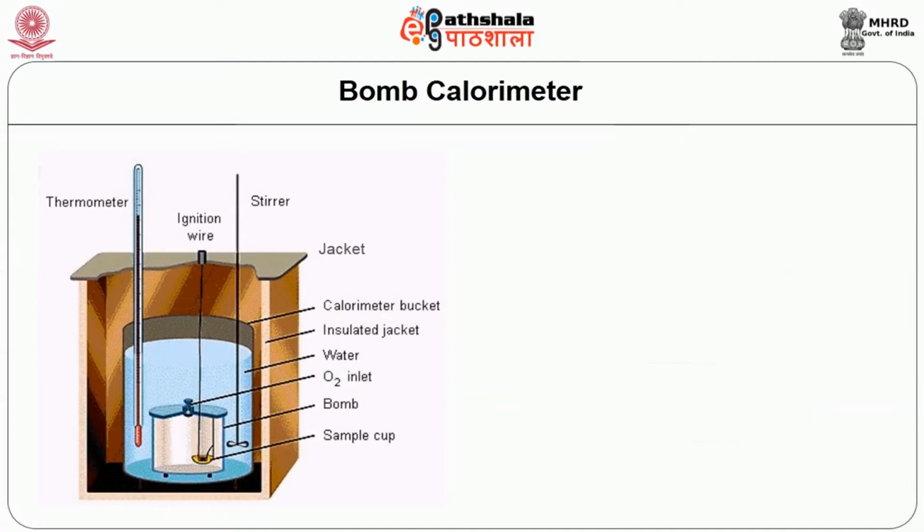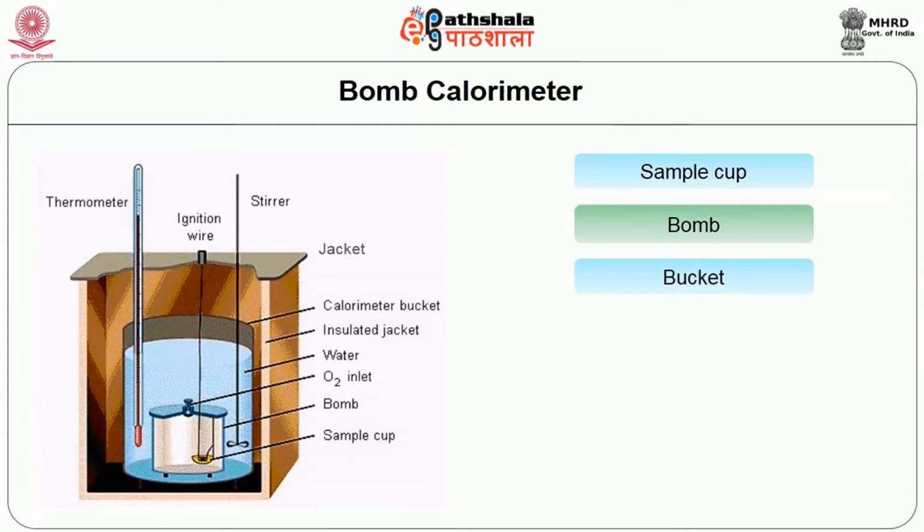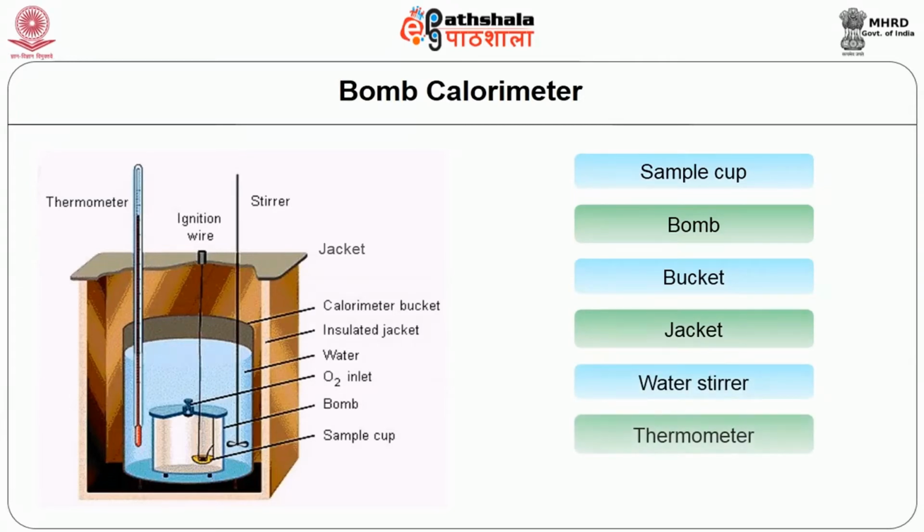Let us have a look on the bomb calorimeter in detail. The sample cup for weighing food sample. Bomb filled with pure oxygen enclosing food sample. The bucket holding water of known amount in which the bomb is immersed. The outer double-walled insulating jacket, water stirrer, thermometer, ignition wire to send current through fuse.